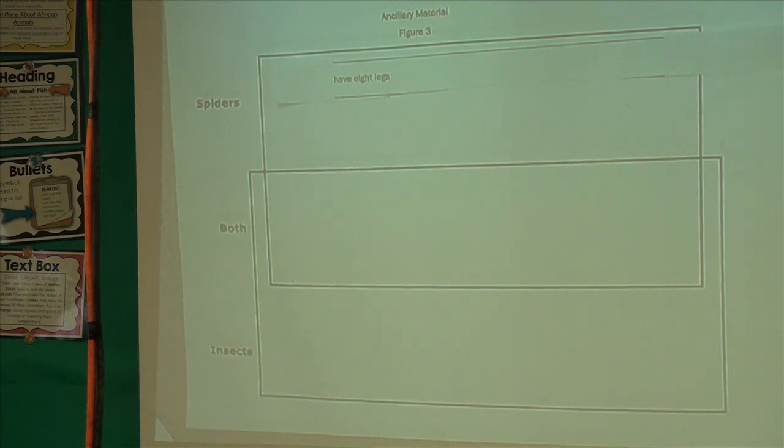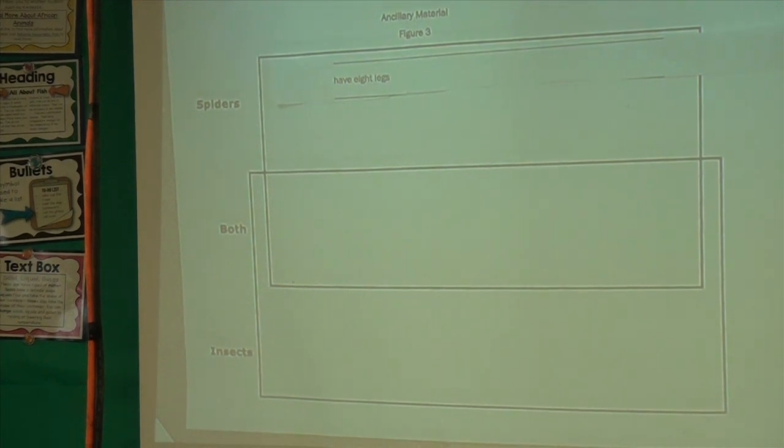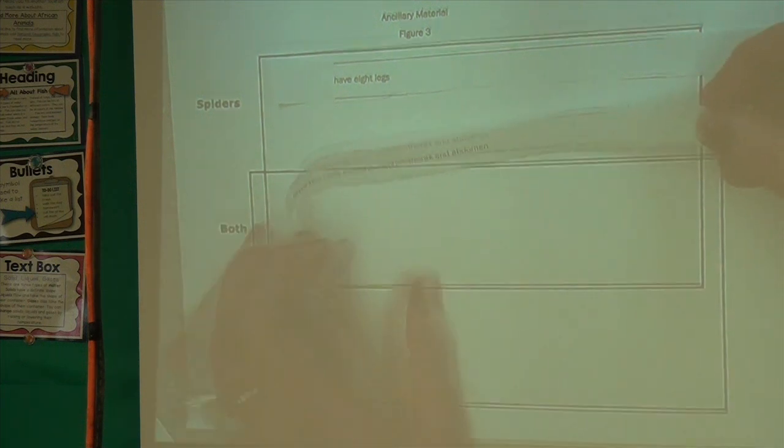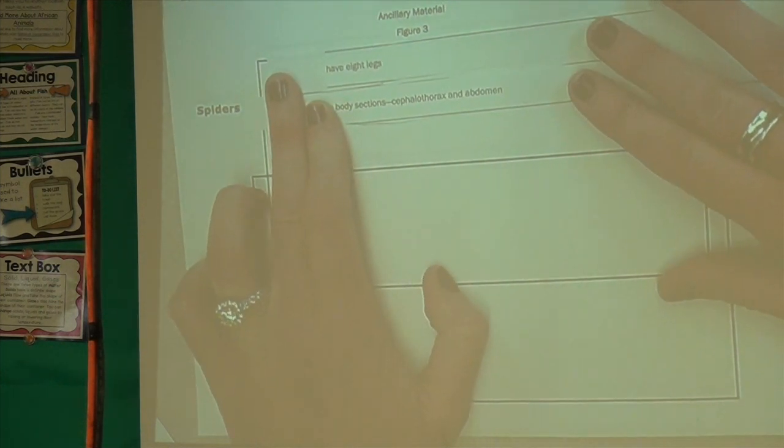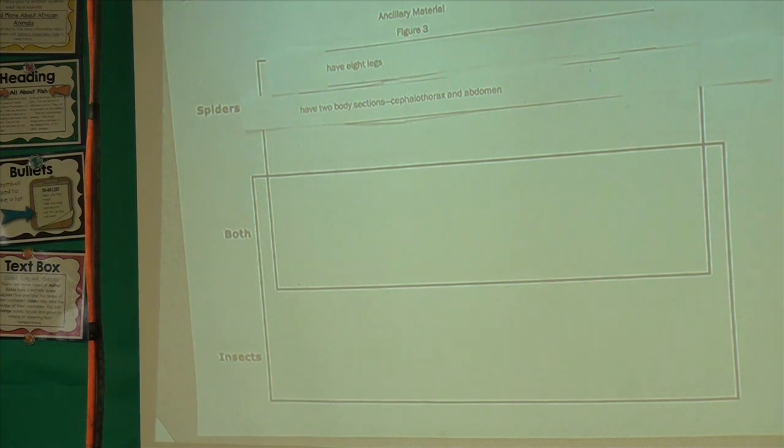Thinking, do they have antenna? How many sections does its body have? What do you know to be true? Joseph? It has 2 sections. A spider has 2 sections, so we will put that in there. It says has 2 body sections, a cephalothorax and the abdomen. So that will go in my spider section.